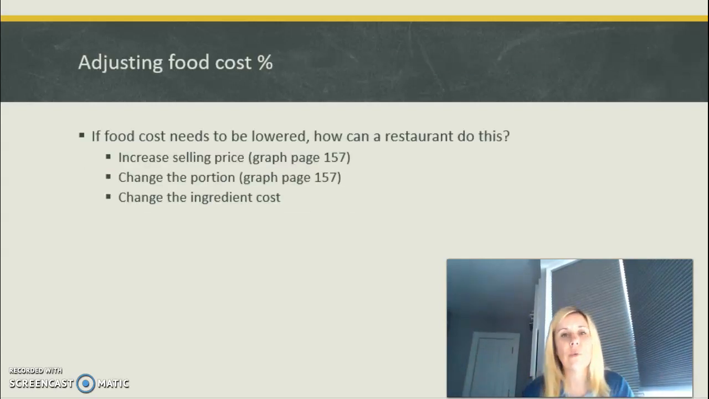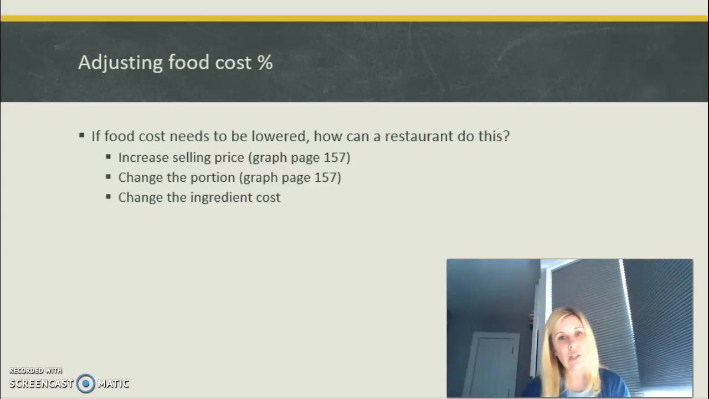So what do you do if the food cost needs to be lowered? If you walk into a restaurant, like I have, and their food cost is out of whack, it's too high, what can you do? Well, think of the seesaw. You can increase the selling price. When you increase the selling price, you lower the food cost percent. Maybe you change the portion. Maybe it's a cake, and instead of only getting 8 slices out of a cake, right, you paid for the whole cake, maybe you can get 10 slices out. So now you have more to sell at the same price.